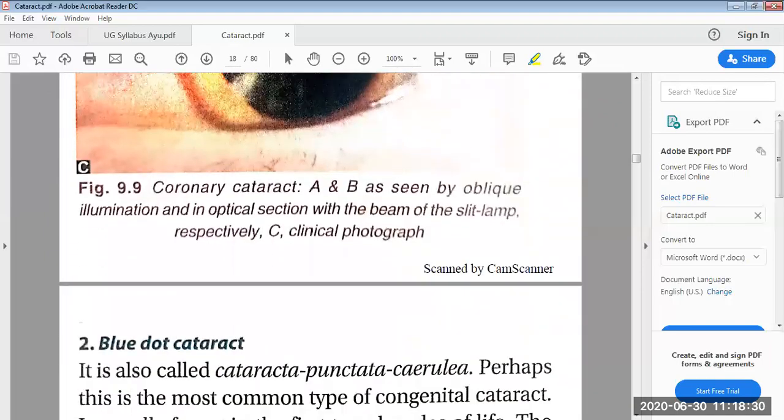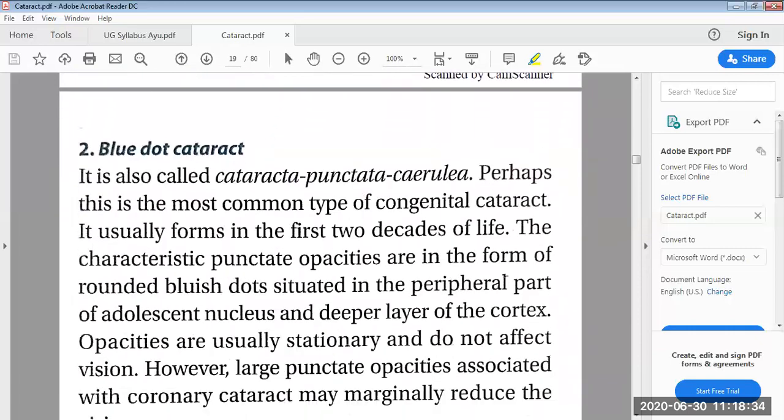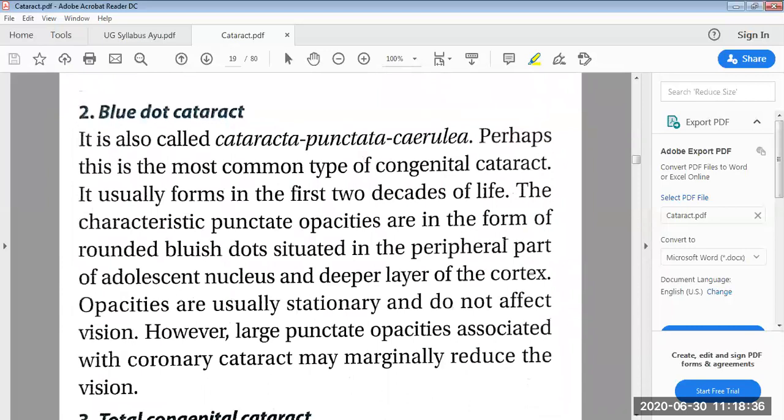The next type of generalized cataract is the blue dot cataract. It is also called the cataracta punctata caerulea. Perhaps this is the most common type of congenital cataract. It usually forms in the first 2 decades of life.